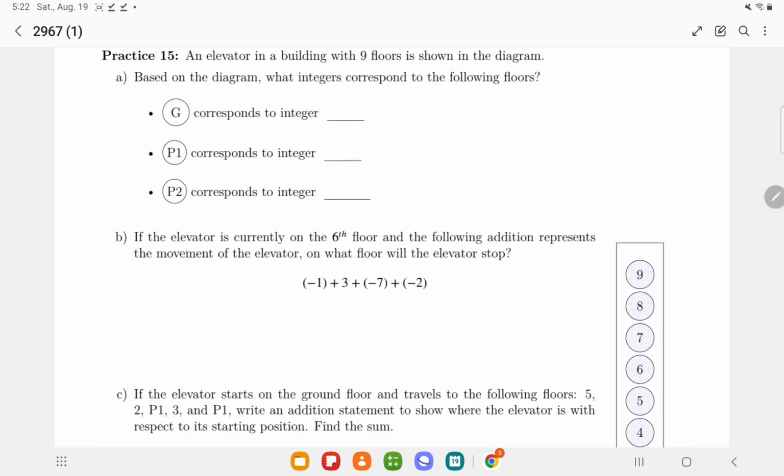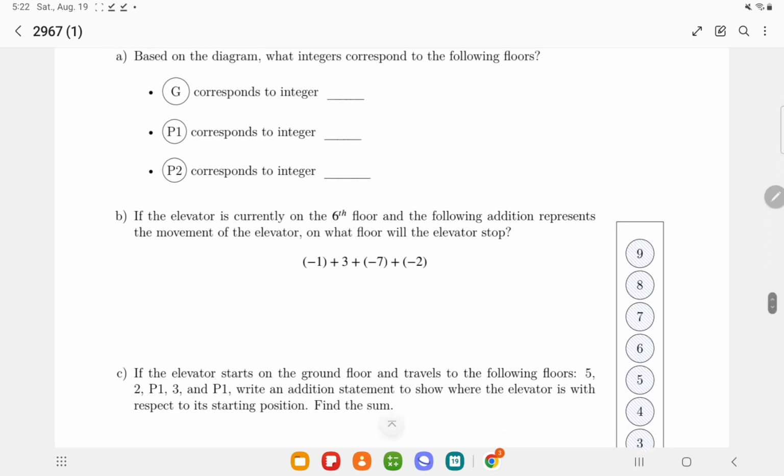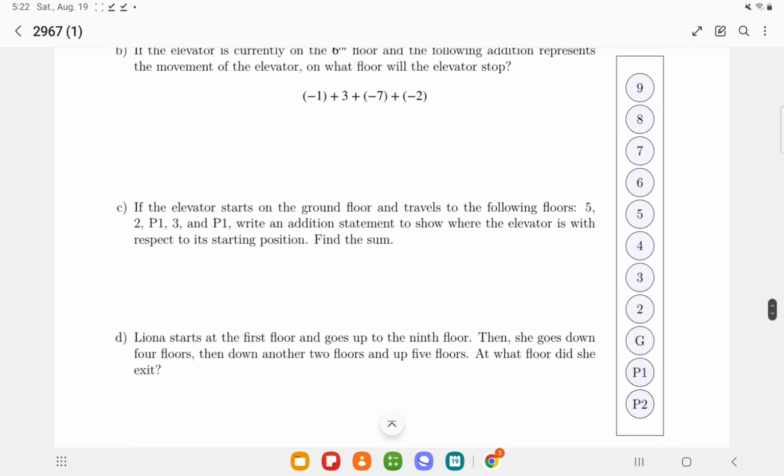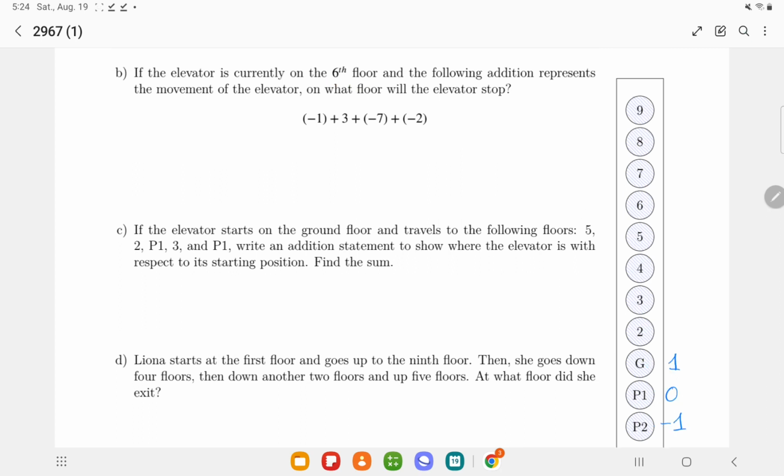Okay, an elevator in the building with 9 floors is shown on the diagram. So here, ground level represents floor number 1, and then P1 represents 0, and P2 is negative 1. If the elevator is currently on the 6th floor, and the following addition represents the movement of the elevator, on what floor will the elevator stop?